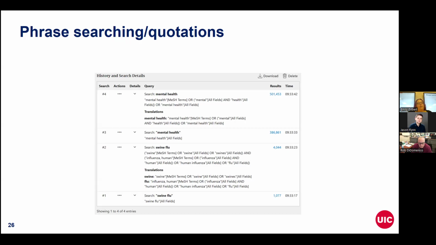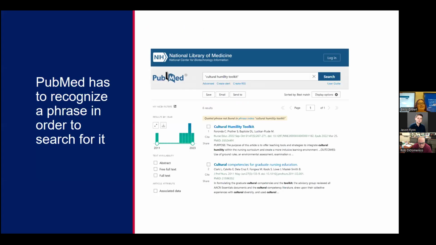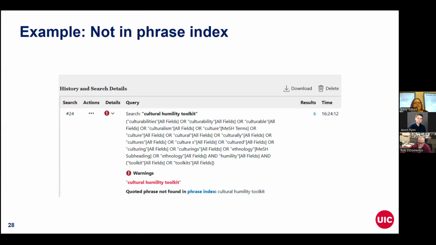But there is a caveat with phrase searching in PubMed, and that is that PubMed has to recognize a phrase in order to search for it. So for example, if you search for cultural humility toolkit, there is an article called that, but this phrase is not in the phrase index. So if it's not in the phrase index, it'll give you a warning with that little exclamation point. And then it'll say cultural humility toolkit. It's not found in the phrase index.